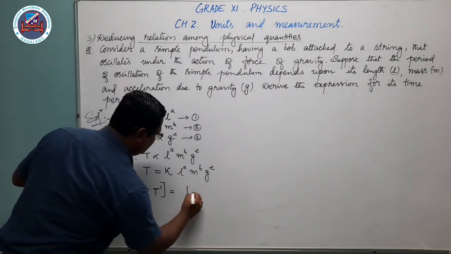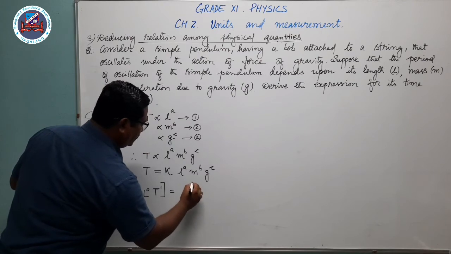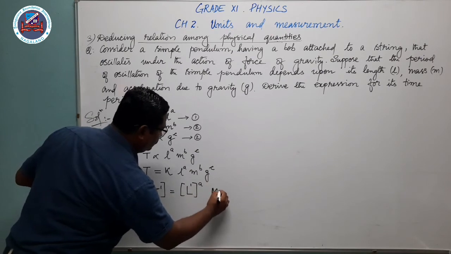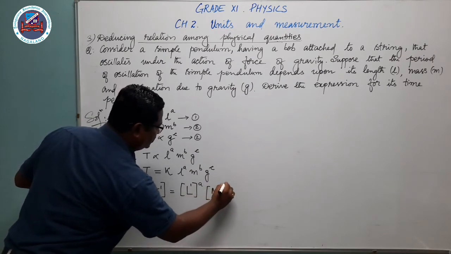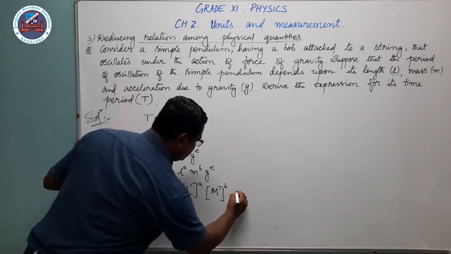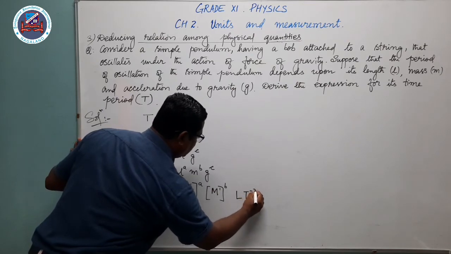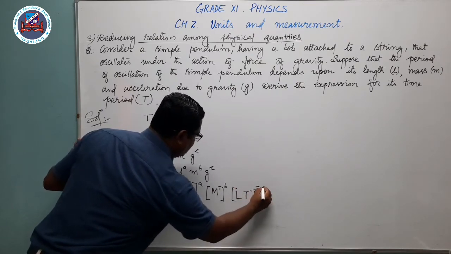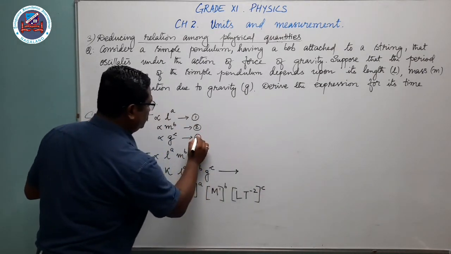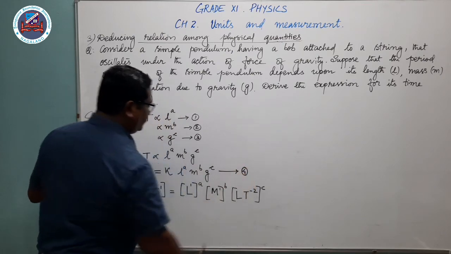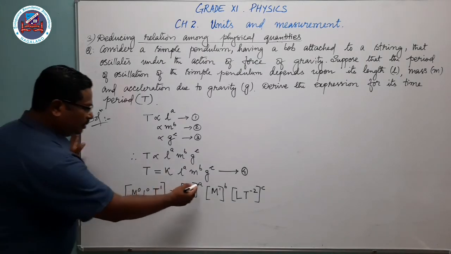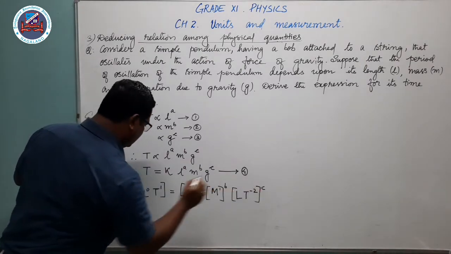Length L, power 1, is raised to the power A. Mass M, this also has power 1, raised to the power B. And acceleration due to gravity, meter per second square, length per time to the power minus 2, you raise to the power C. This expression you can write as equation number 4, if the earlier one is 3. Then from this relation you can find out the values of the constants A, B and C.